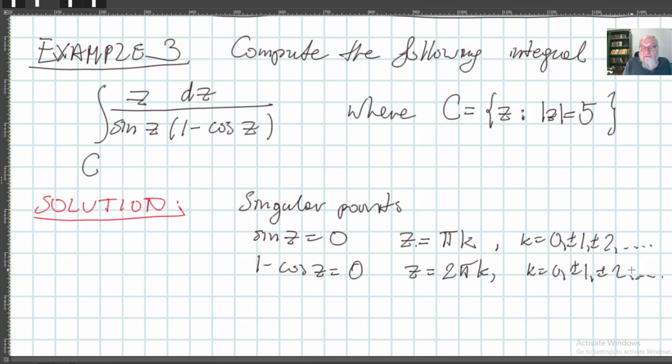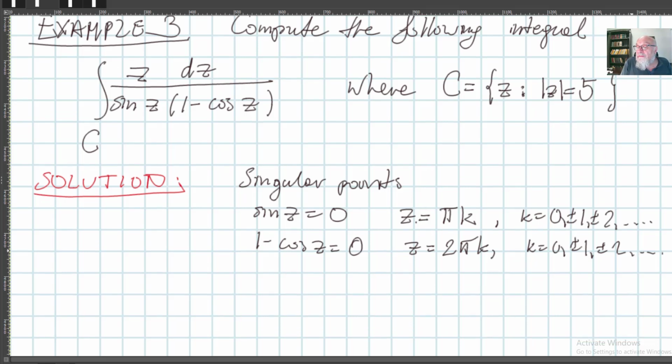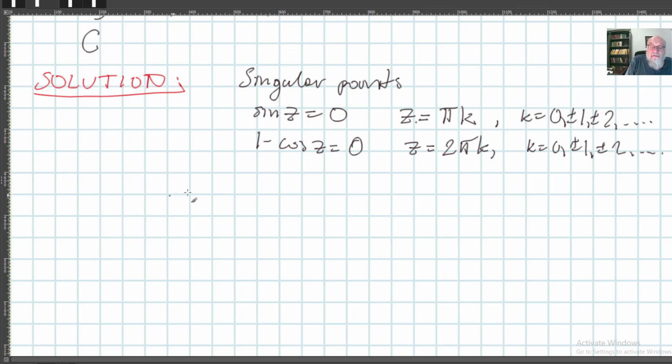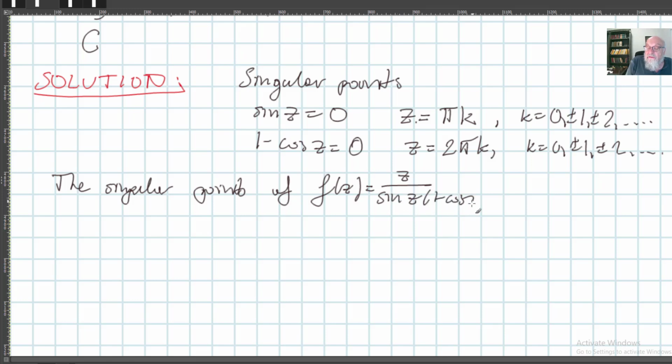So you can see that we have many poles, but not all of them are important for these computations, and the set of, let's say, the singular points of the function f of z, our function is z divided by sine of z times 1 minus cosine of z, are not bounded. So in this case we cannot use the residue at infinity, so we need to compute this directly.